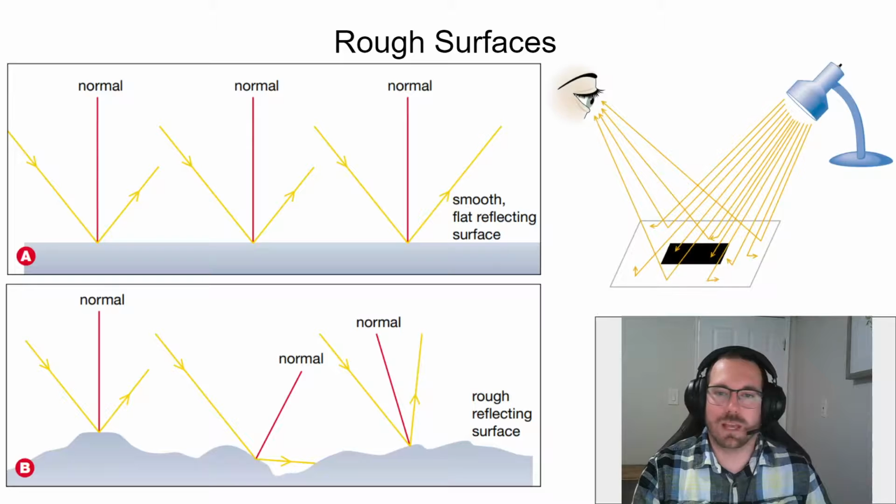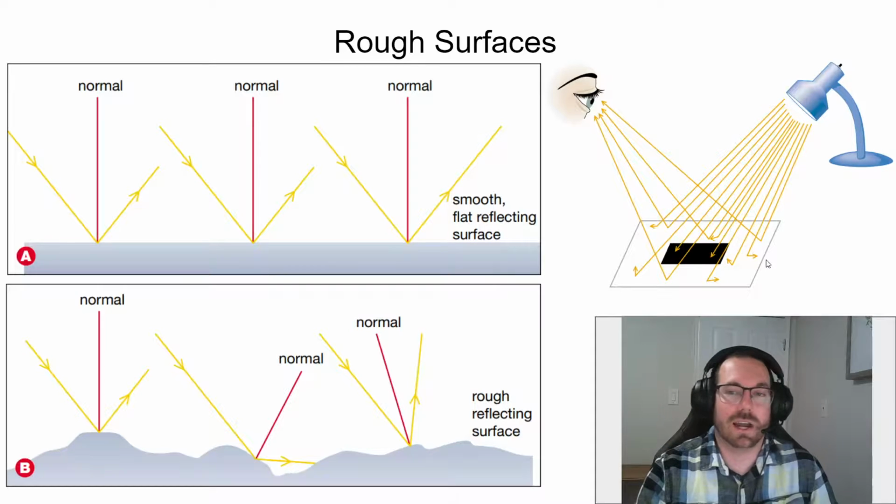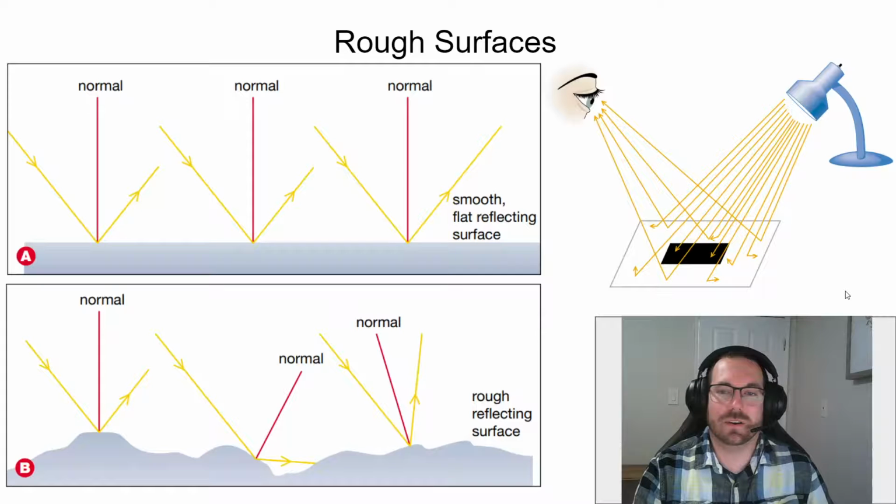Let's take a look at another example here. Here we see how the seemingly scattered light creates the image of the print on a page. Light hitting the white paper reflects in all directions. Some of that light reaches our eye. Since there's no pattern, our eye just sees white light.